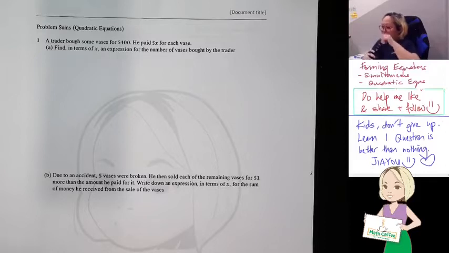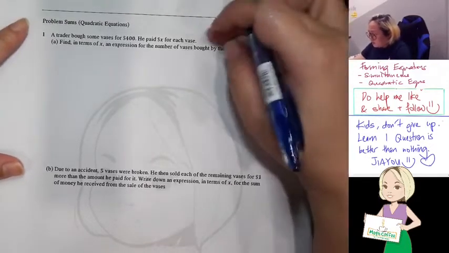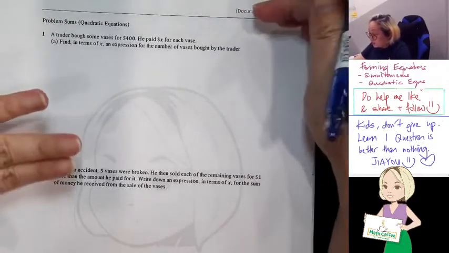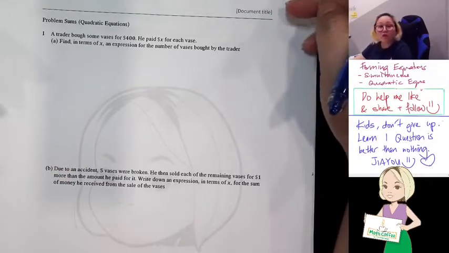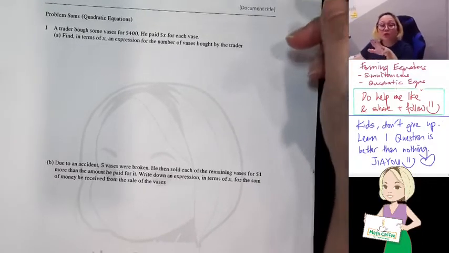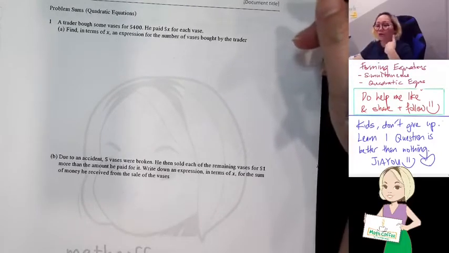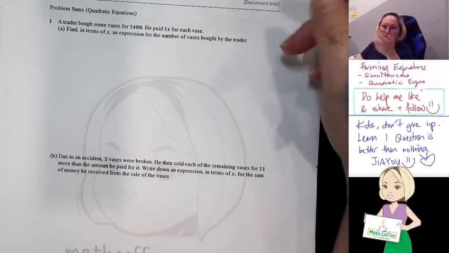Okay, so now let's move on to the next question. I think it's this one, problem sum quadratic equation. It depends on what kind of quadratic equation you have. If your quadratic equation is solving by factorization, then this is in a Sec 2. If the quadratic equation is using quadratic formula, whereby you need to round off to like 3SF or 2 decimal place, then that will be a Sec 3 question. Okay?